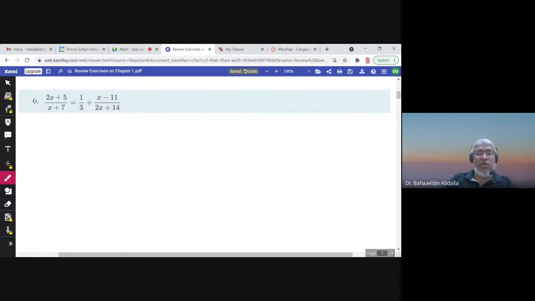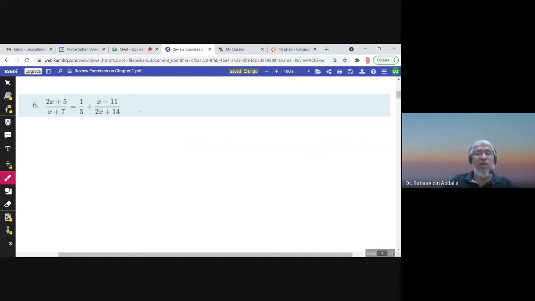Another question, solve this equation. We have x in the denominator, so this is a fractional equation. Notice that 2x plus 14 is 2 times x plus 7, and we have x plus 7 here. So the LCD would be, in this case, we have 2 and we have 3, so it's 6, and we have x plus 7. So the LCD will be 6 times x plus 7. Let me multiply all the terms by 6 times x plus 7, which is the LCD.